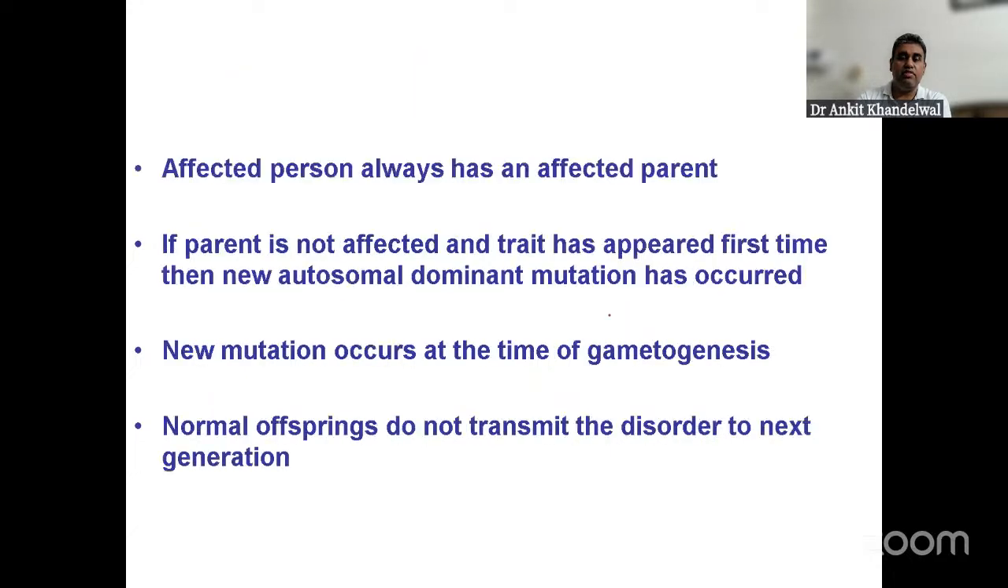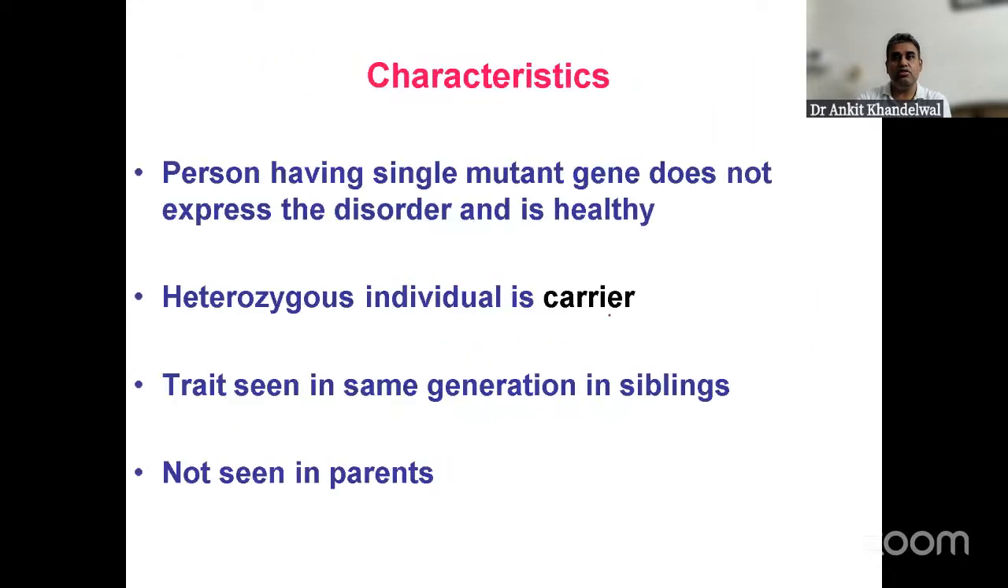These are the features of autosomal dominant. Similarly, we should know the features or characteristics of an autosomal recessive disorder. A person having a single mutant gene does not express the disorder and is healthy. In autosomal recessive, such a person will not be showing the clinical disorder. He will be healthy. A heterozygous individual is what? A carrier. As I said earlier also, this would be acting as a carrier.